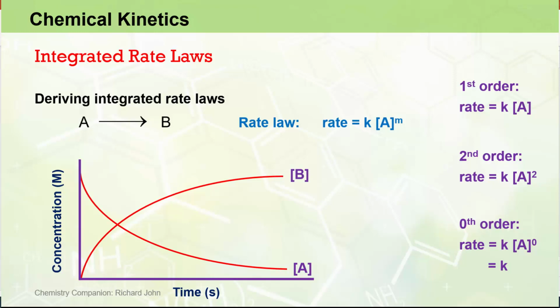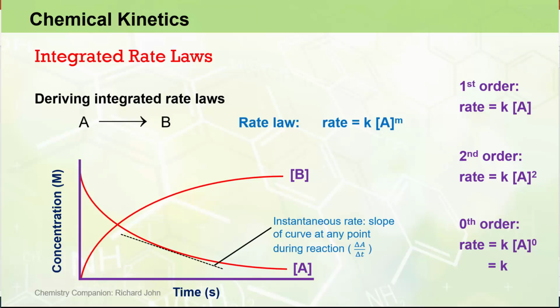Now, you may recall from an earlier video that the rate of reaction for this reaction can be determined from the slope of these curves at any point during the reaction, and this is known as the instantaneous rate, and is determined by calculating the slope of the tangent by considering the change in concentration of a reactant or product divided by the change in time.